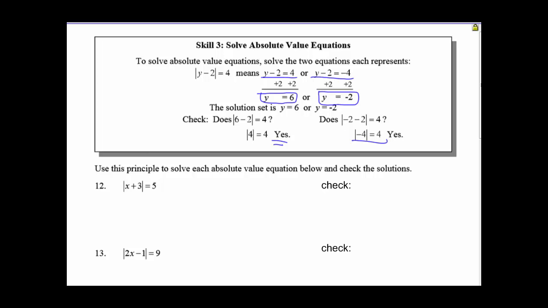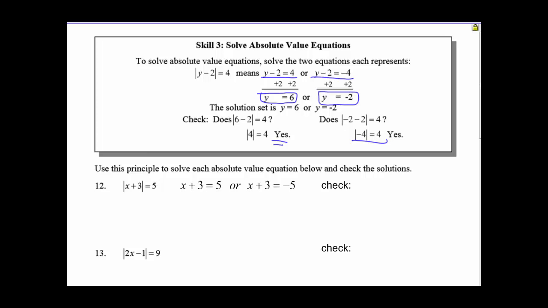So, using the principles that we did on the first page, now let's see if we can write our new equations and solve. Okay, so number 12. We have the absolute value of x plus 3 equals 5. We need to write our two equations. Well, one of them should hopefully be a little easier than the other. For instance, let's just take our x plus 3 and set it equal to 5. Or, we're going to take the absolute value and set it equal to the negative 5. So here's our two equations.